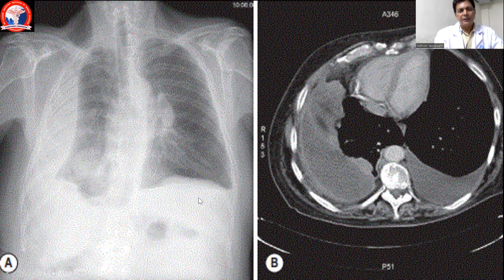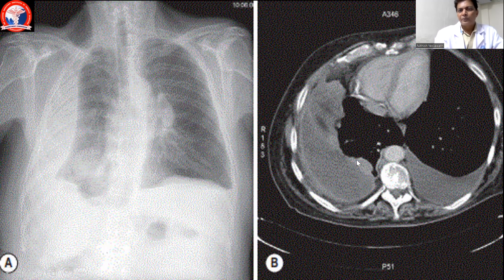region. On the left side, on the same chest radiograph, here also there is an effusion, but it is not encapsulated or encysted. This is showing a horizontal line. And this is bilateral pleural effusion.